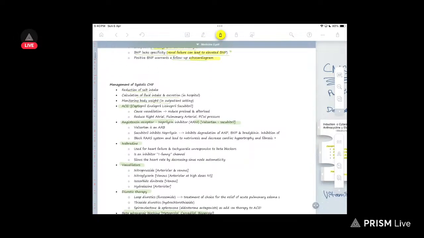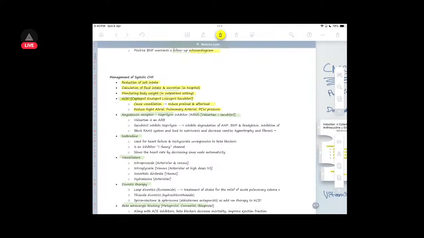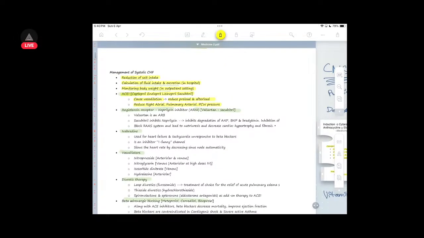So management of systolic congestive heart failure: reduce intake of salt, calculate fluid intake and excretion in the hospital, and monitor body weight in the outpatient setting. You provide ACE inhibitors: captopril, enalapril, lisinopril. They cause vasodilation, reduce preload and afterload, and reduce right atrial, pulmonary artery, and pulmonary capillary wedge pressure. I think that's what it is.